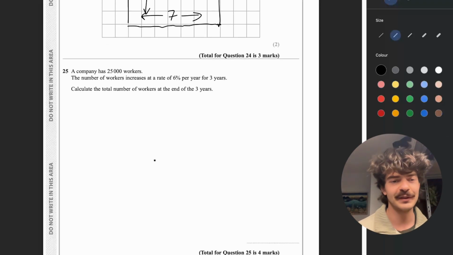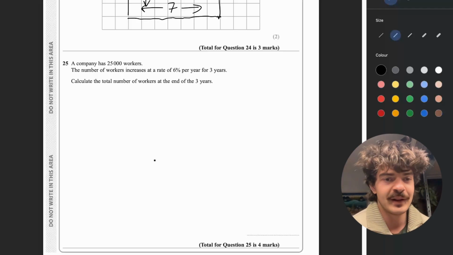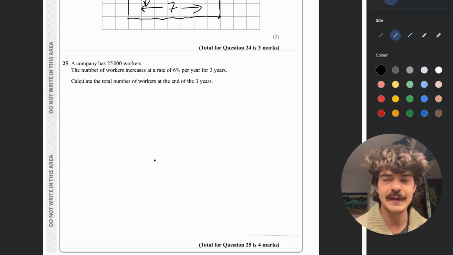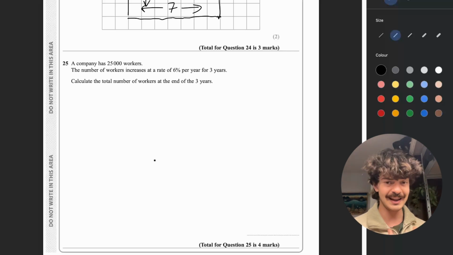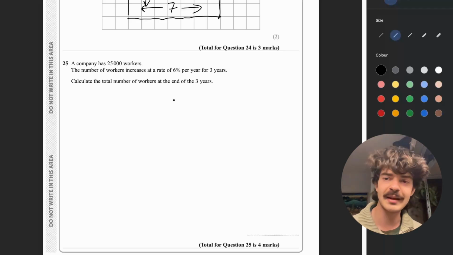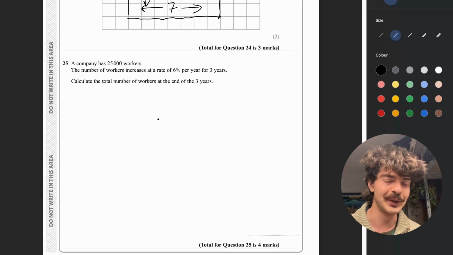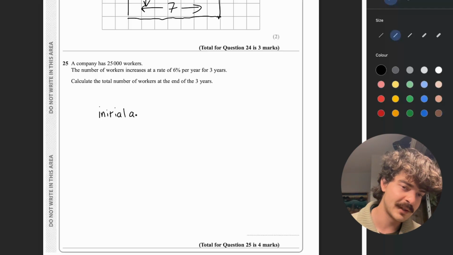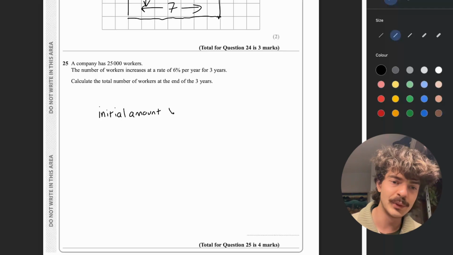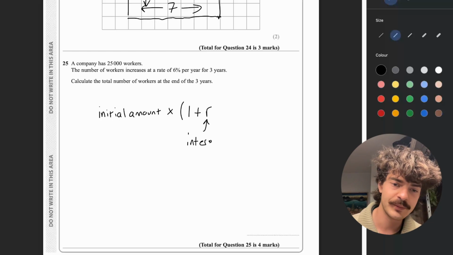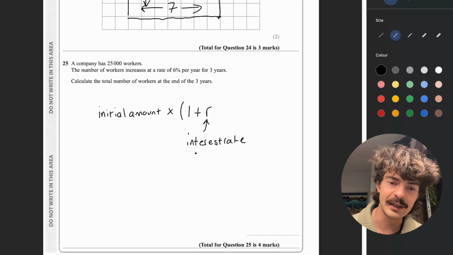Question 25. A company has 25,000 workers. The number of workers increases at a rate of 6% per year for 3 years. Calculate the total number at the end of the 3 years. Fantastic. Well, this is known as compound interest. Each year, you're going to increase the amount that you have by a further 6%. Now, there is a formula in the formula sheet for you to figure this one out, and it essentially says your initial amount gets multiplied by 1 plus some value r. This r is the interest rate. Importantly, this is as a decimal.